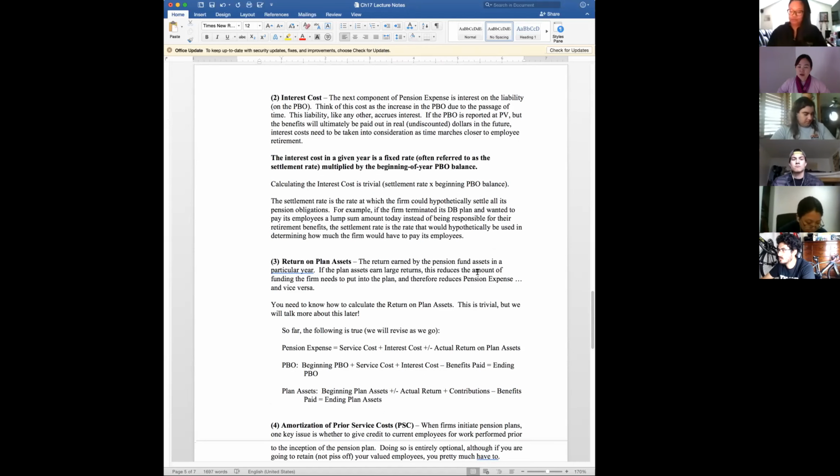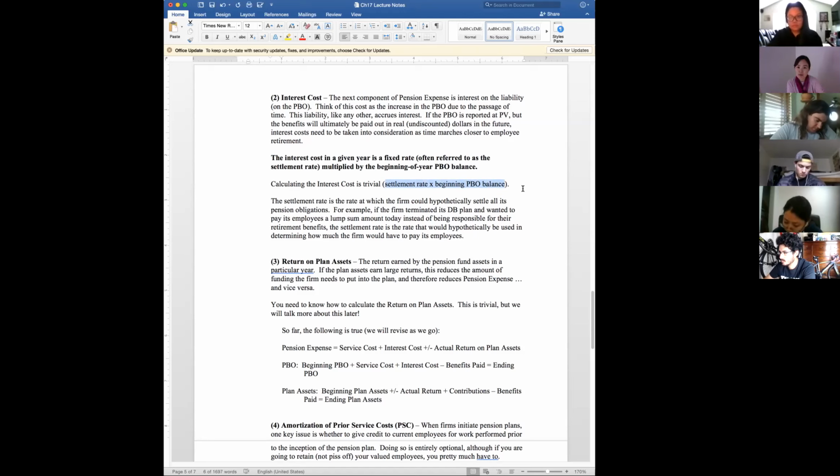All right, then let's move on to the next part that goes into the pension expense, interest cost. So with any liability, PBO is like any other liability. With the passage of time, your liability increases with time, basically. So we apply the beginning PBO balance by a rate that's called the settlement rate, and then that will give us the interest cost, which contributes to the pension expense.